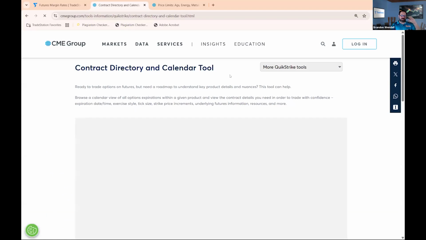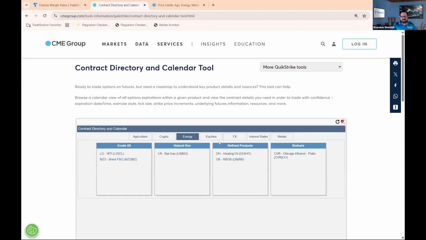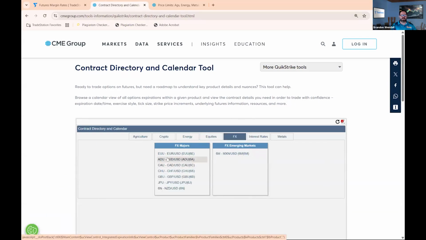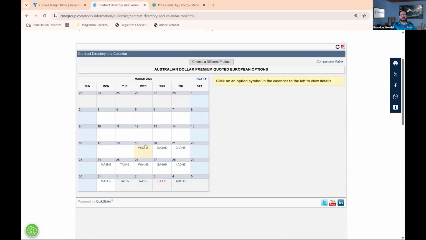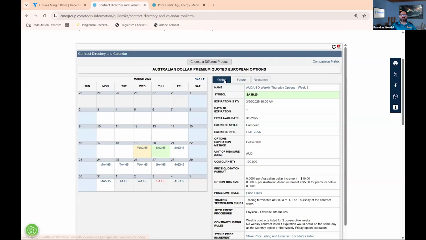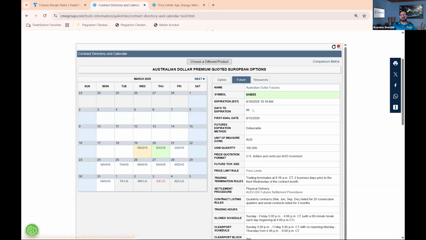And basically what they did is they created this thing called quick strike tools. So let's say we want to trade Forex. I click on Forex and we want to trade the Australian dollar. I click on that and it shows me these are options on futures. It doesn't really matter. We just click on one of those. And instead of looking at the option information, I can look right here on future. And guess what it gives me? All the contract information, the specifications. This is a deliverable contract. You're trading 100,000 Australian dollars with the standard contract. And I see the symbol.